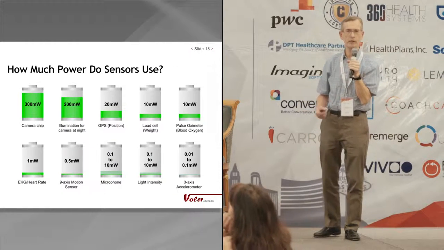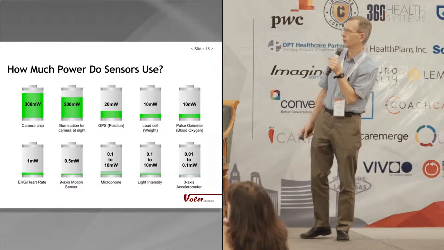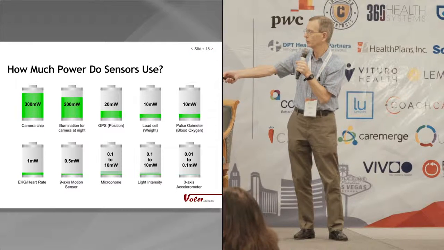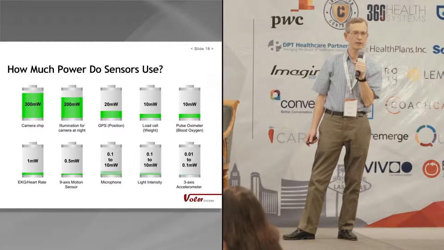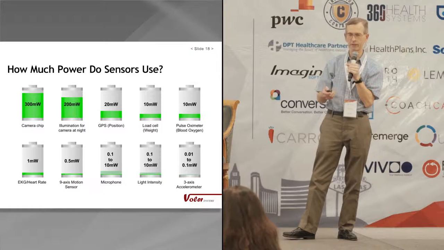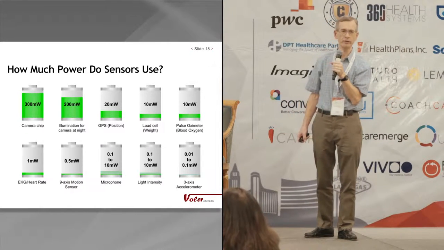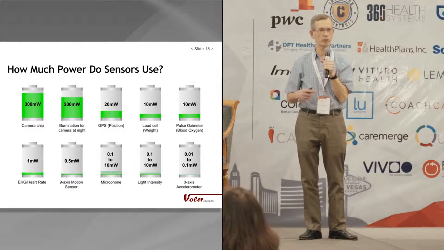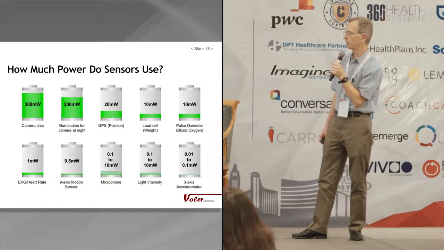Another consumer of power is the sensors themselves. So if you look at the first two things here, we've got a camera which is using 300 milliwatts. At 300 milliwatts, if you ran that all day, even your cell phone battery would die in less than a day. That's a lot of power. And then if you need illumination along with that, that's another perhaps 200 milliwatts. So cameras on wearable devices are just not there very often. It takes a good sized battery.